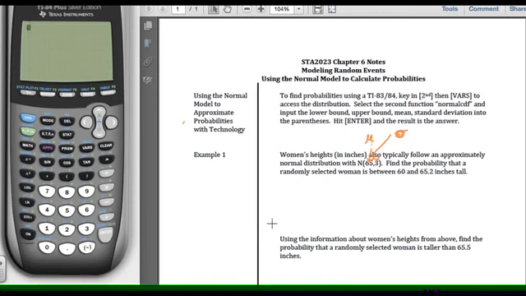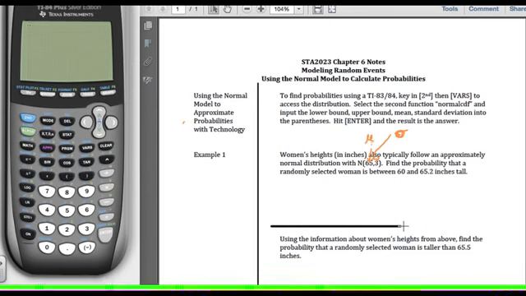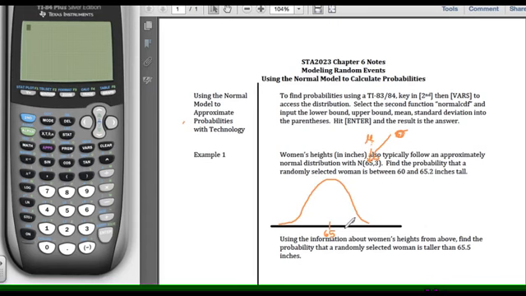It always helps me to draw a picture to get an idea of what's happening. It says women's heights follow an approximately normal distribution. Draw out my bell-shaped curve. The mean is 65. That should be toward the middle at that highest peak. And the standard deviation is 3. Just like we did back in chapter 3, I could go up 3 and down 3. This could be 68. This could be 62. I could go up to 71, down to 59.